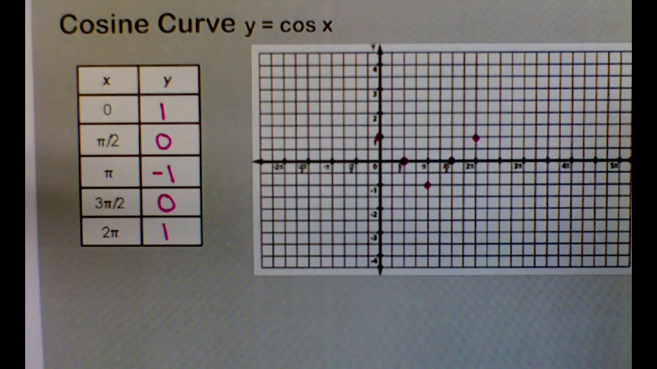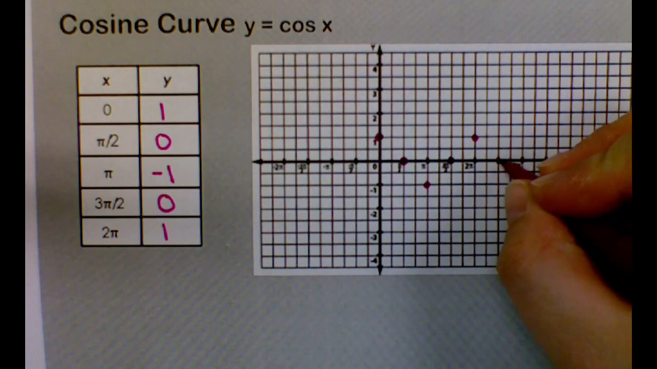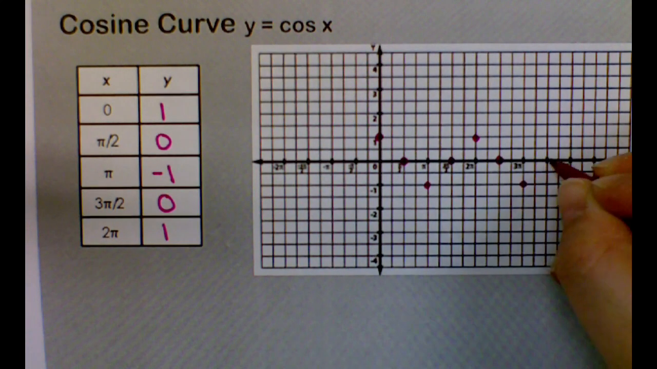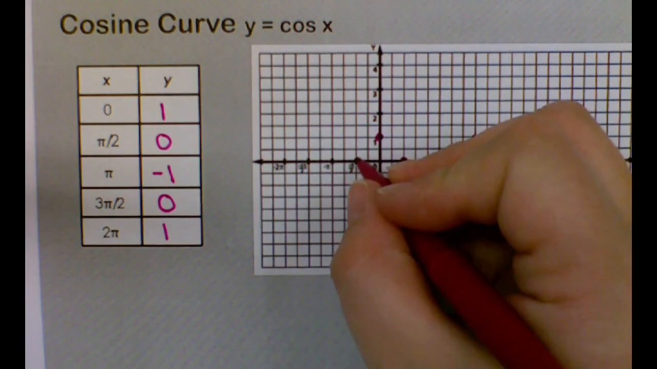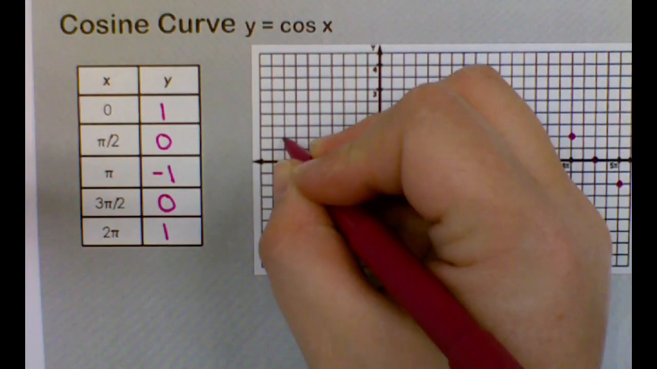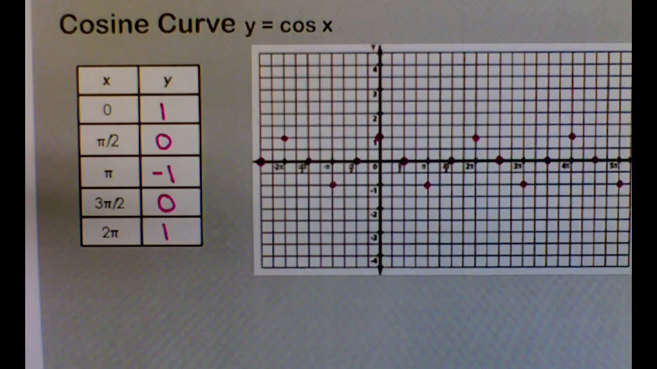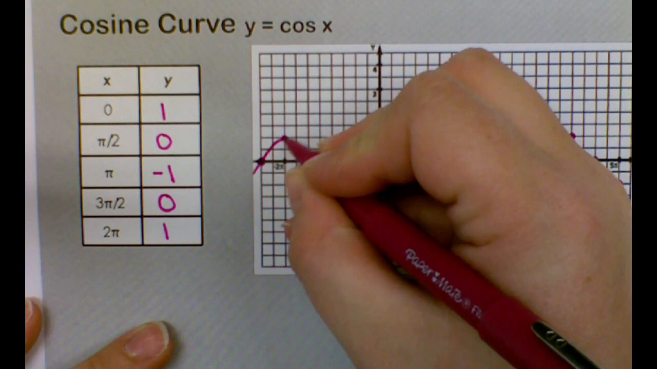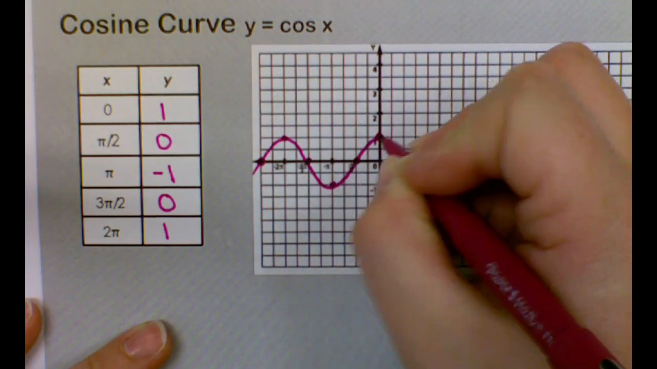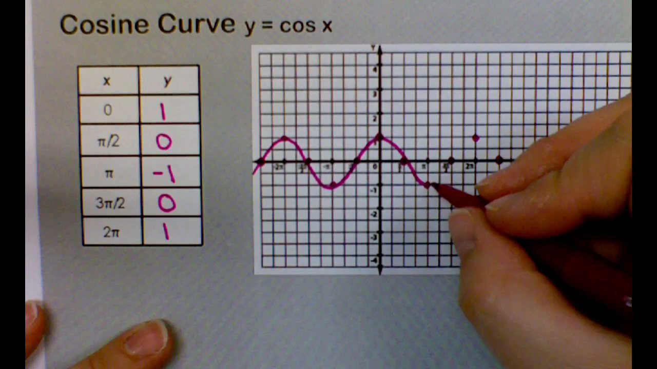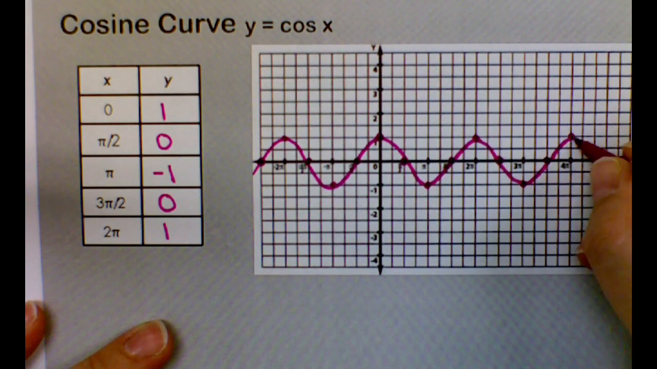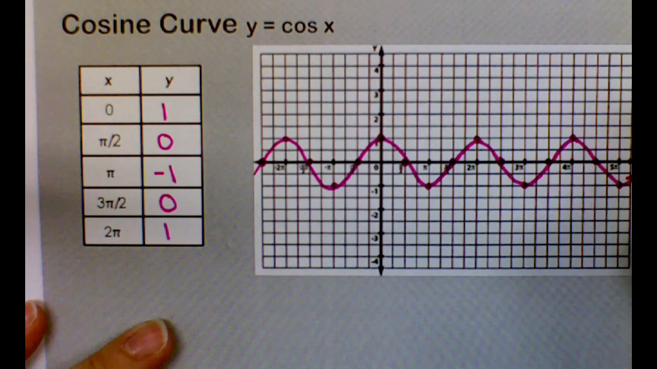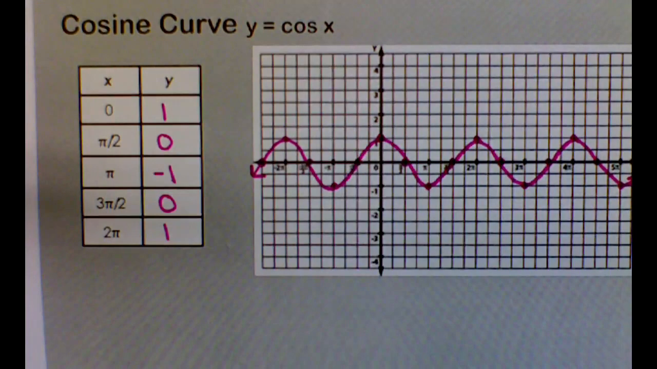And just like with sine, this one repeats. So now I go back to 0, then negative 1, 0, 1, 0, negative 1. And same thing on the left. Follow that pattern to make my back and forth. And again, this is a curve. So there's our graph of y equals the cosine of x.